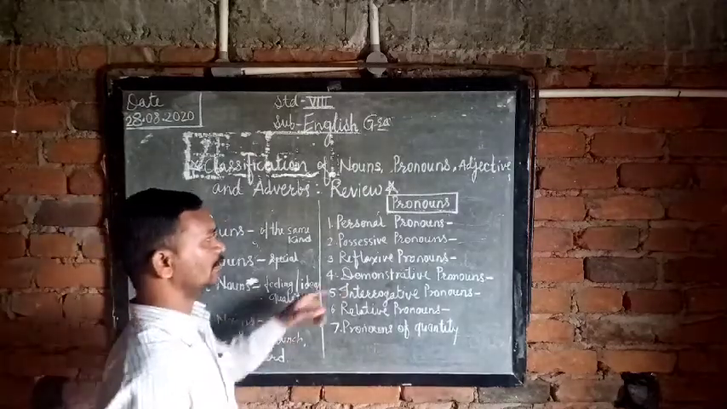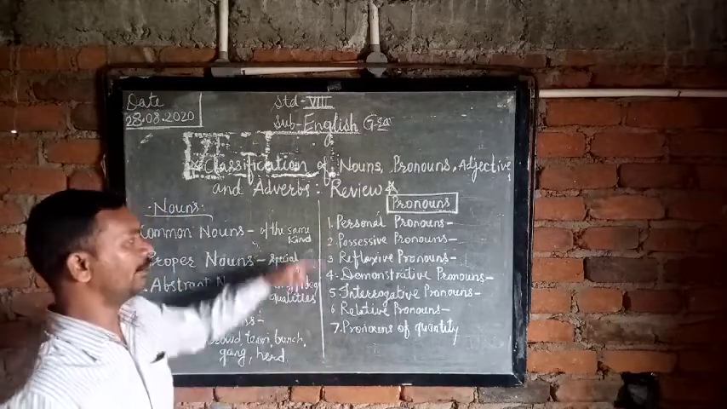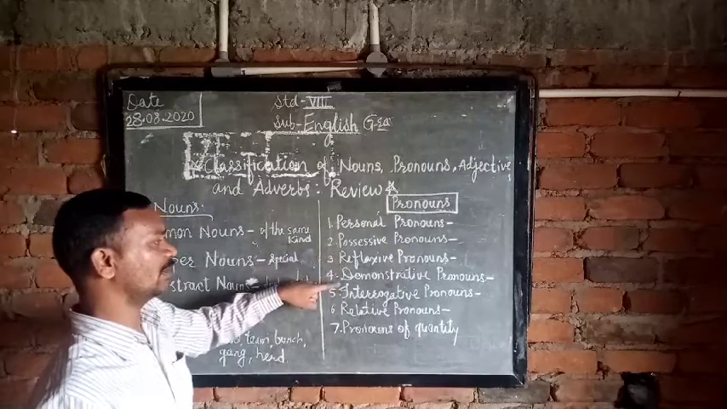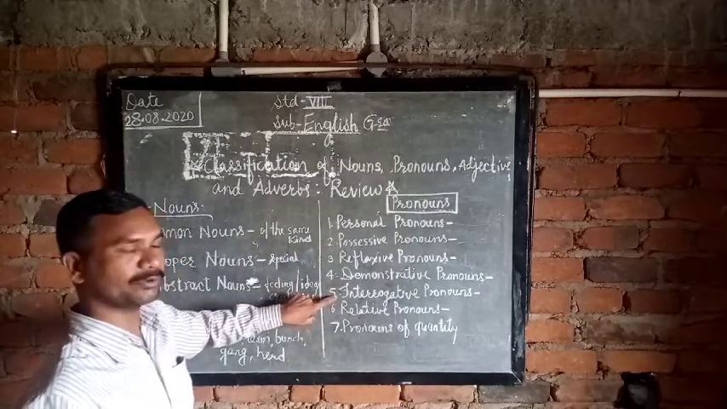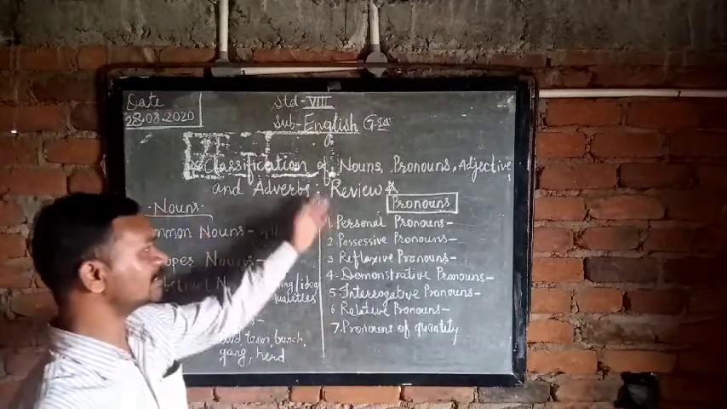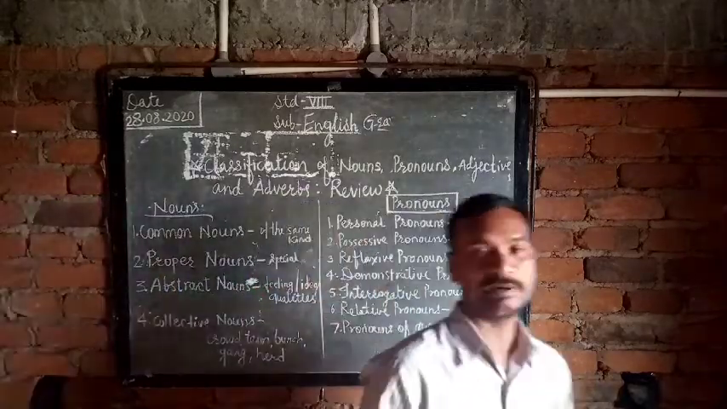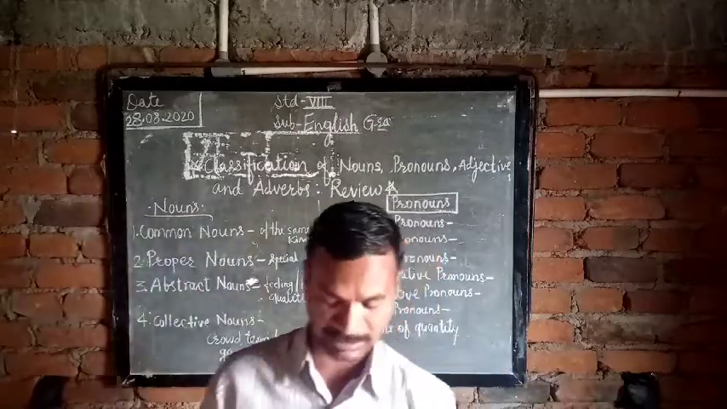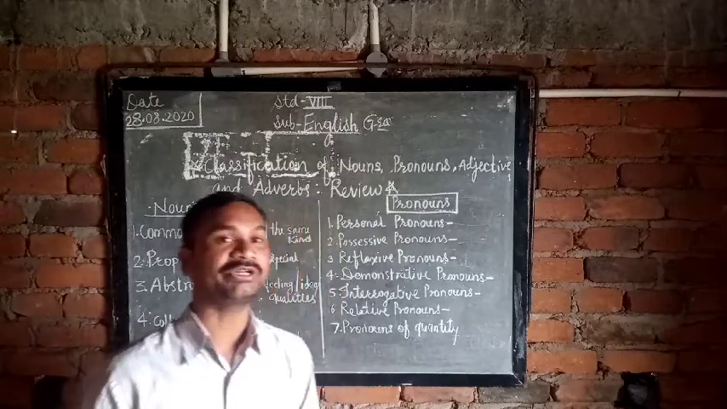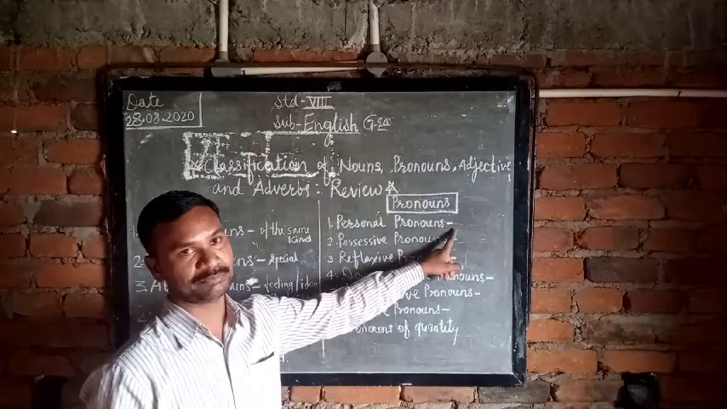Okay, got it? Now we are discussing pronouns. There are seven types of pronouns: personal pronouns, possessive pronouns, reflexive pronouns, demonstrative pronouns, interrogative pronouns, relative pronouns, and pronouns of quantity. We will do them one by one. Personal pronouns: I, you, he, she, me, him, us. These are examples of personal pronouns.